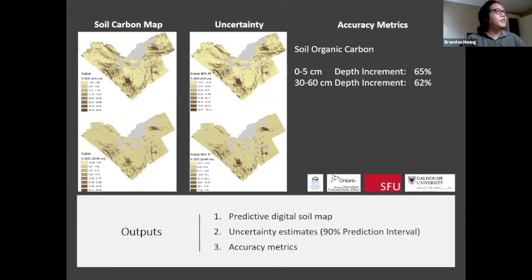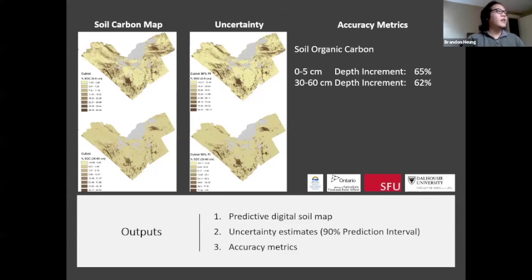And in addition, we also have estimates of uncertainty. So in addition to estimating how much carbon there is in the landscape, we also need to know how confident our predictions are. And as per international standards, maps should be accompanied by 90% prediction interval maps. And in the middle panel, the darker colors represent higher uncertainty.